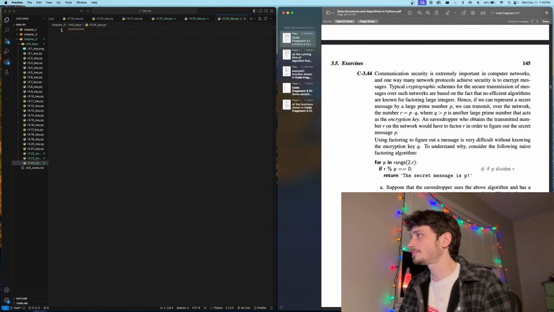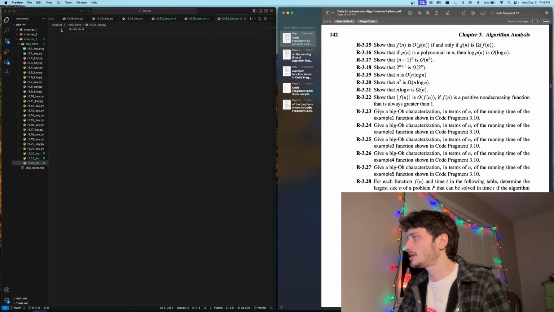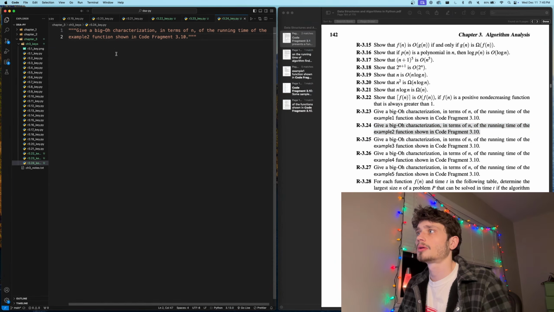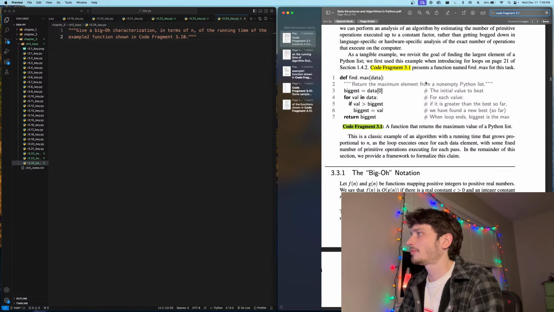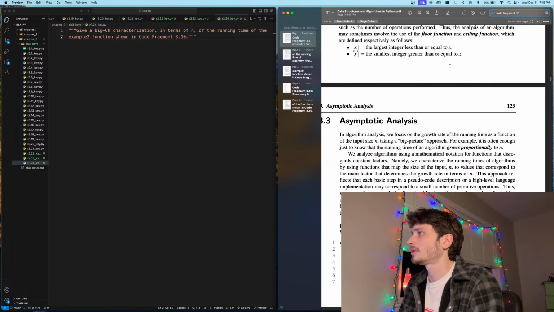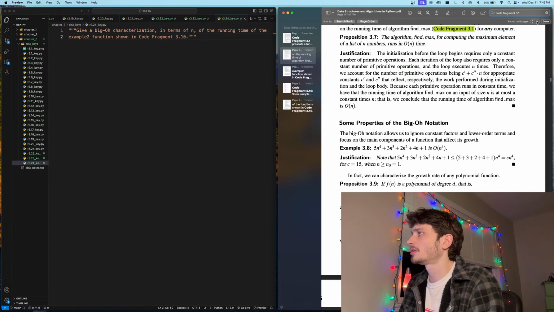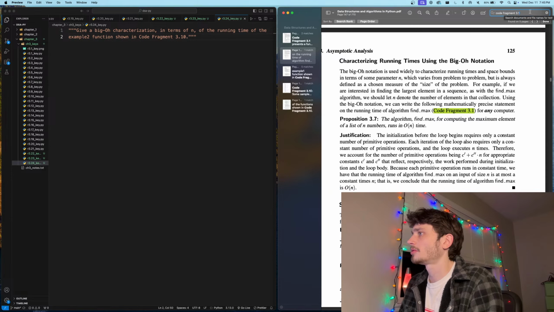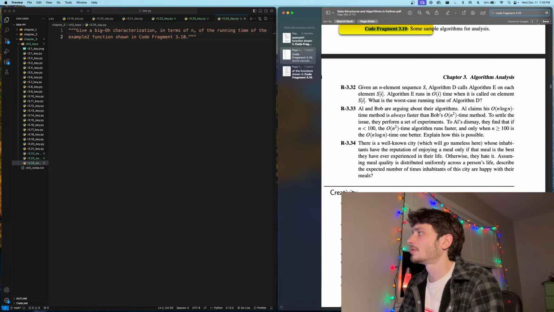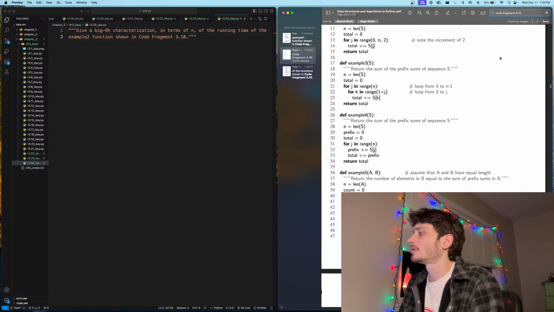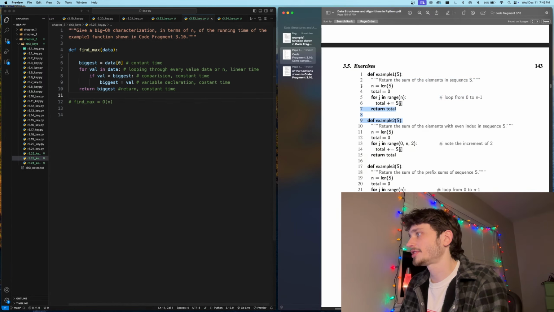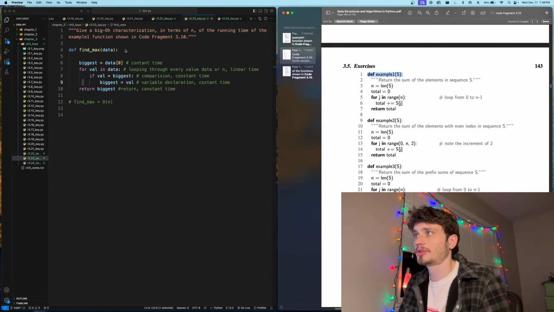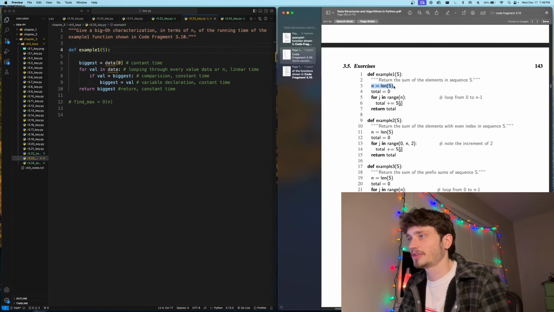Okay, so let's go back up here. Code fragment 3.1. Oh, shoot. I'm an idiot. Sorry, guys. Wrong function. Oh, gosh. Okay, let's quickly copy these over. My bad, you guys. I have led us astray.